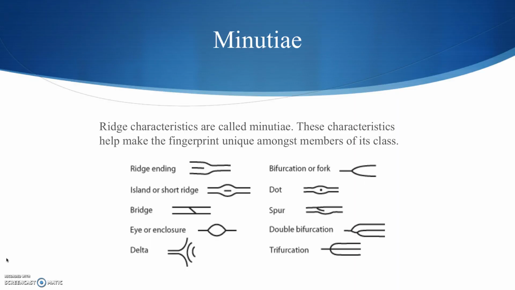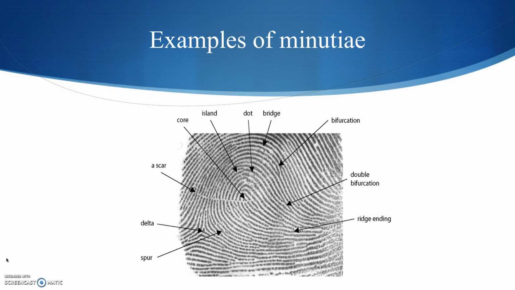There are many different types of minutiae as shown in the following image. There are ridge endings, islands or short ridges, bridges, eyes or enclosures, deltas, bifurcations or forks, dots, spurs, double bifurcations, and trifurcations. This slide shows how minutiae are identified on a sample print. The fingerprint analysts try to identify as many different minutiae as possible.